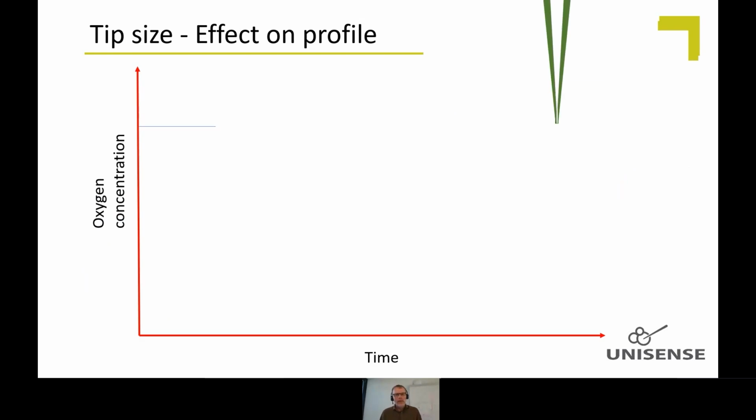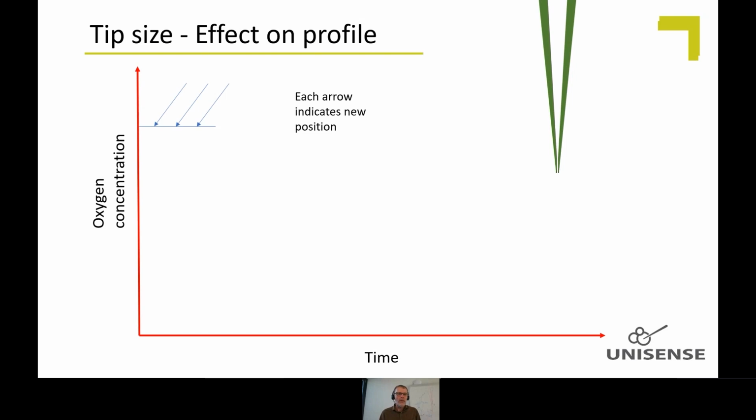Now, let's say we are measuring a profile. This is the concentration, and this is over time. Each arrow indicates that we have moved the sensor one step down towards the sediment. Here we reach the diffusive boundary layer, and oxygen starts to decrease. But for each of these steps, if we look in detail, you can see that there's a fast decrease in the beginning, and then it becomes flat and reaches a plateau. That means that the sensor has responded, and that it's just measuring the concentration that was in the sediment before we inserted the sensor.